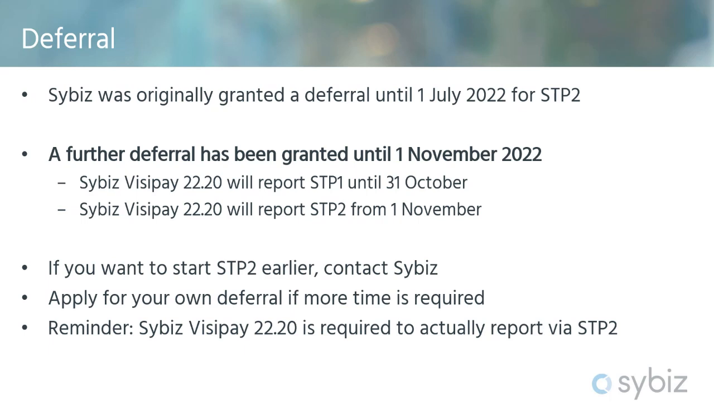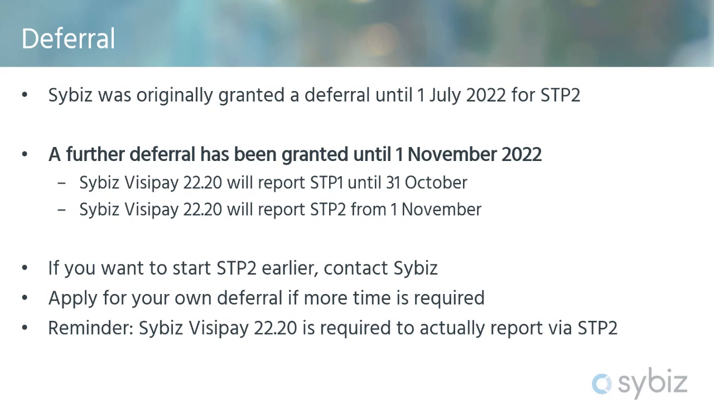Sybiz ourselves will be reporting STP2 from day one, from our first pay in July. And conversely, if you do want to defer for longer, you will need to go through your deferral process with the ATO directly. We will also need to be involved in terms of overriding that hard coding within Sybiz Visipay to suit your deferral.